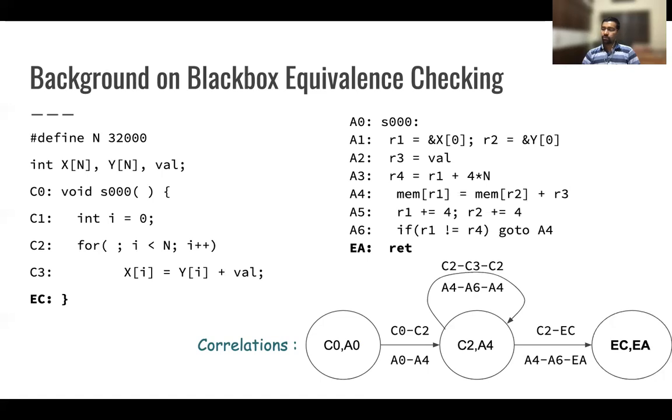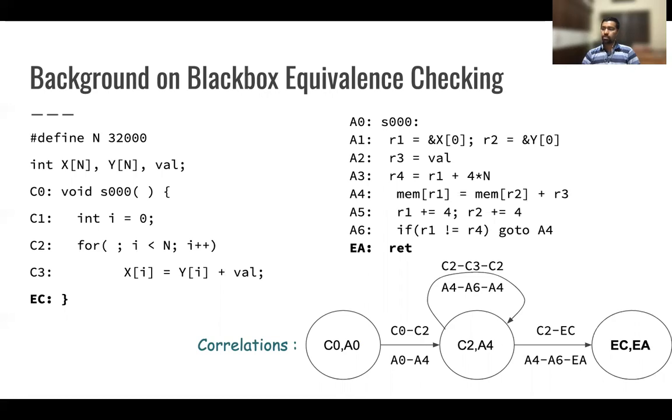So in this correlation figure, each node represents a PC pair, while each edge represents running the instructions at those specified PCs. That is, edges represent the transfer functions. As a part of the equivalence proof, the equivalence checker will also output the invariants present at each correlated PC pair.